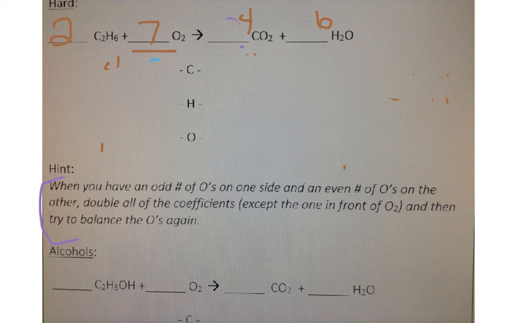Okay, and think that you're right. So I'm going to do my carbons. My carbons on the left are 4. My carbons on the right are 4. So that's a check. My hydrogens are 12 on the left. They are 12 on the right, so that is a check. There are 14 oxygens on the left. They are 8 plus 4, another 6, so they are 14 on the right. So we are good to go. So I know that this answer is the correct answer.